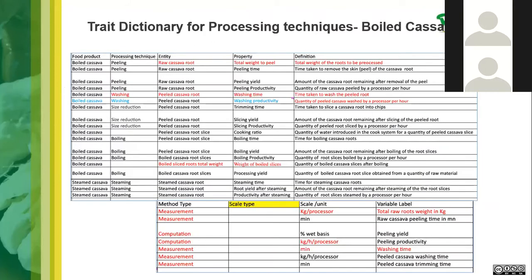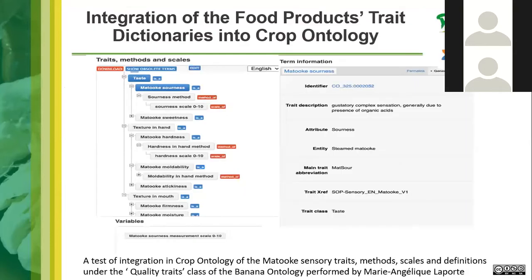The colors are different because we have been consulting widely. So the trait dictionary looks like this. You have the product, you have the technique and the methods of measurement, the definitions, the scales or units, and the labels. So we are integrating the food products trait dictionaries into the crop ontology.